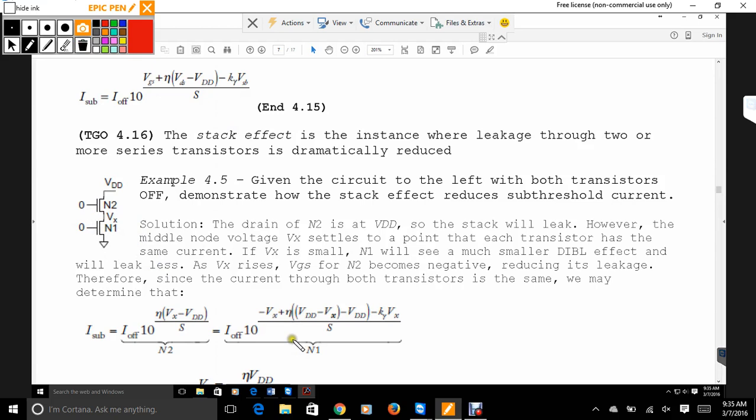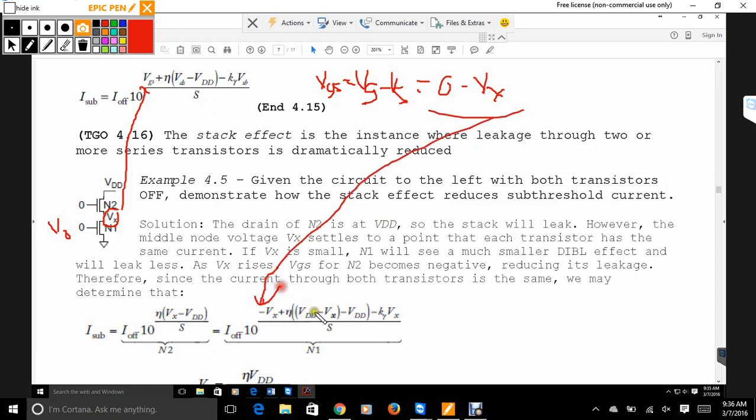So we're going to this equation. We know that Vx is our drain here, right? And then we know gate is 0. So we have negative Vx. Remember Vgs is equal to gate minus source, right? So if gate is going to be 0 and Vx is source, that's how we get negative Vx, right? Does everybody understand how we get negative Vx there? Okay, a lot of head nods.